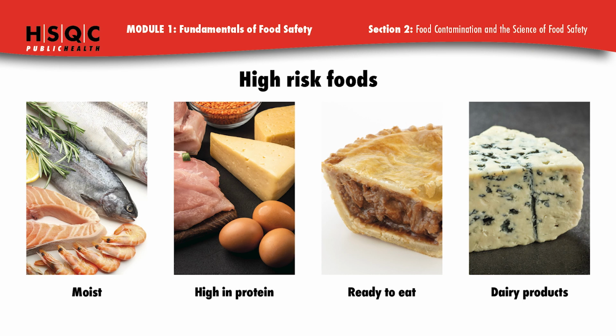High-risk foods. Moist: high water content provides good conditions for bacterial growth. High in protein: provides nutrients for bacteria and microorganisms. Ready to eat: inadequately cooked or stored foods, not requiring further processing before consumption. Dairy products: requiring strict time and temperature control. Keep at temperatures either below 5 degrees C or above 63 degrees C.